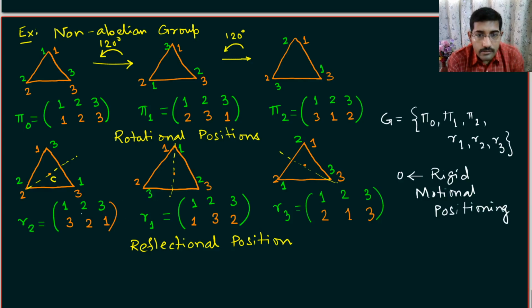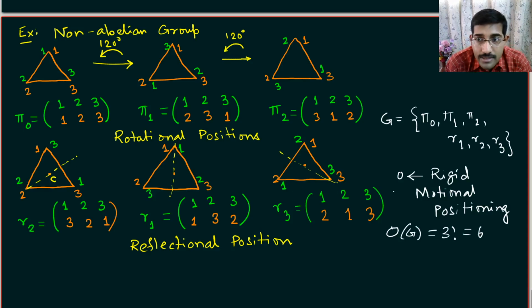So here the first row is the points, the second is the position, in every matrix. You can see that every possible arrangement is present here in the position. So all possible rotations and reflections I have made as rigid motional positioning, and I get every possible permutation here. So the number of elements in G, or the order of G, is basically 3 factorial, which is 6.